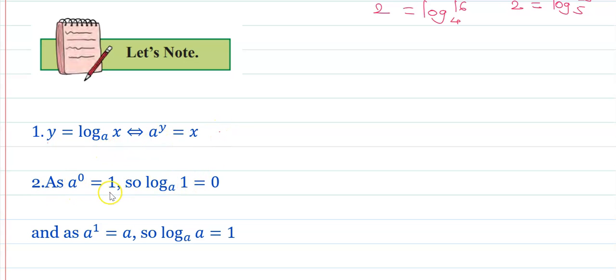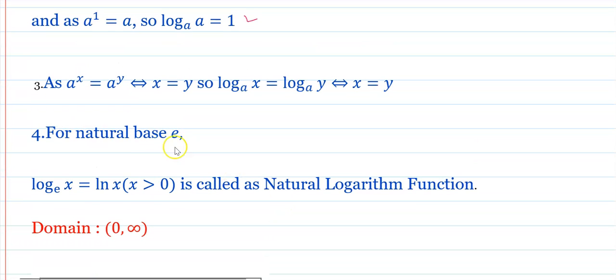As a raised to 0 is 1, so log of 1 to the base a is equal to 0. Next, a raised to 1 is equal to a, so log of a to the base a is also 1. These are important notes for you. Next, a raised to x is equal to a raised to y implies that x is equal to y. So log of x to the base a is equal to log of y to the base a implies that x is equal to y.